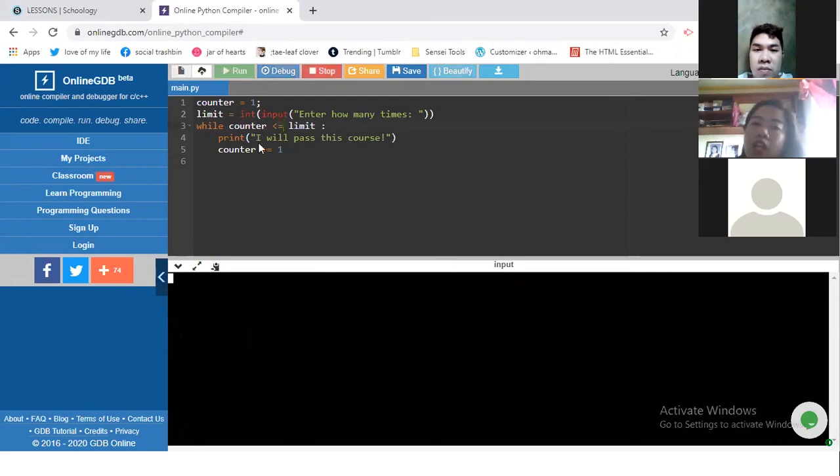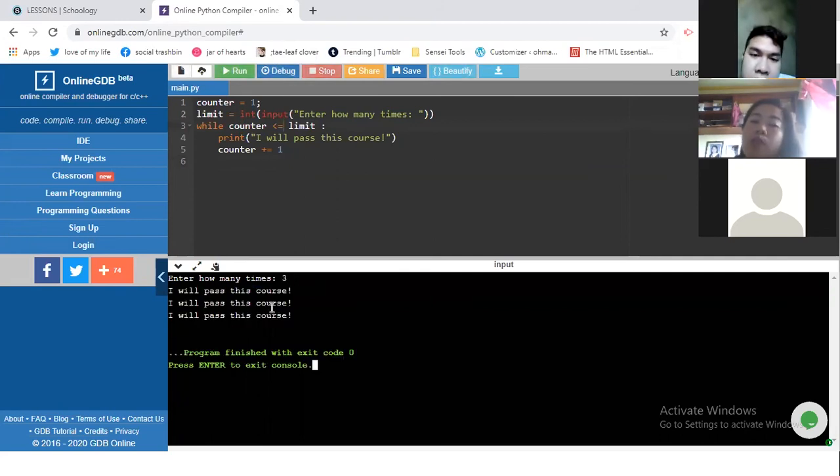So if we run this, and then enter how many times, 3. So 3 beses siya lalabas because I changed the condition. So 1, 2, 3. So 1 is less than or equal to 3, true. 2 is less than or equal to 3, true. And 3 is equal to 3, true. Pag nag-4 yan, 4 is less than or equal to 3, false. Doon pa lang siya mag-exit sa condition. Following? Yes, ma'am. Okay.